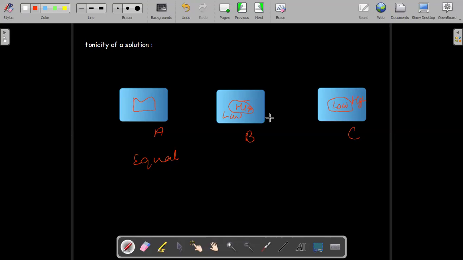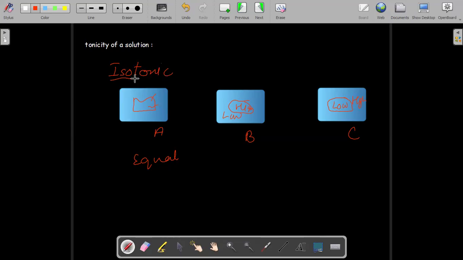In the first case, the two have the same concentration. So there will not be any movement of substances from inside to outside or outside to inside. Even if there is any movement, it will be maintained. Such a solution, where the concentration of the cell and the concentration of the solution are the same, we call an isotonic solution.